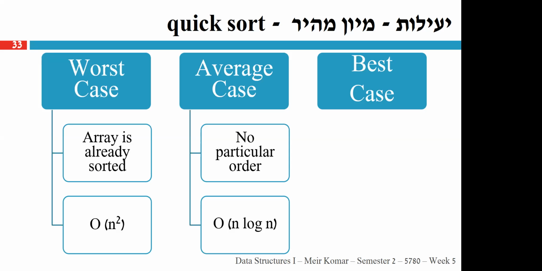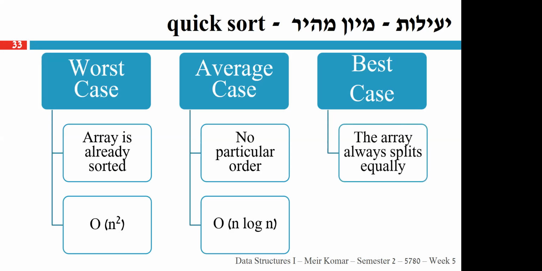You're getting there, but do it more. The best case is that the array always splits equally. Means every time I take a pivot, it's going to split it into two, obviously, but into equal portions. If every time I split, it splits into two equal portions, then I'll have log n.